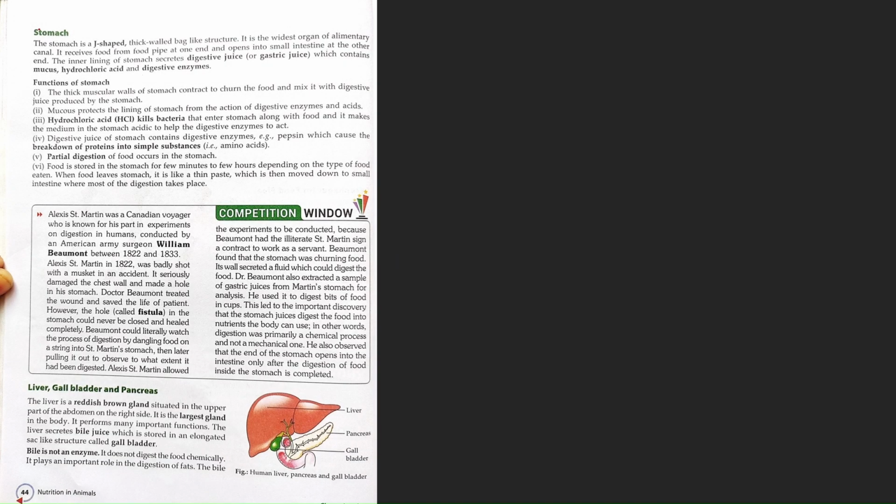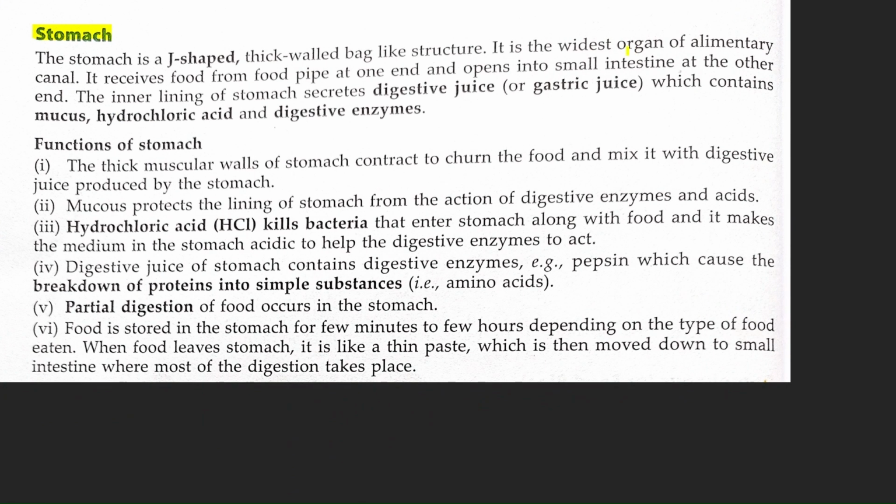Next, in the digestive system, it is the stomach. The stomach is a J-shaped, thick-walled bag-like structure. This is the widest organ of the alimentary canal. It receives food from the food pipe at one end and opens into the small intestine at the other end. The inner lining of the stomach secretes digestive juices or gastric juices, which contain mucus, hydrochloric acid, and digestive enzymes.